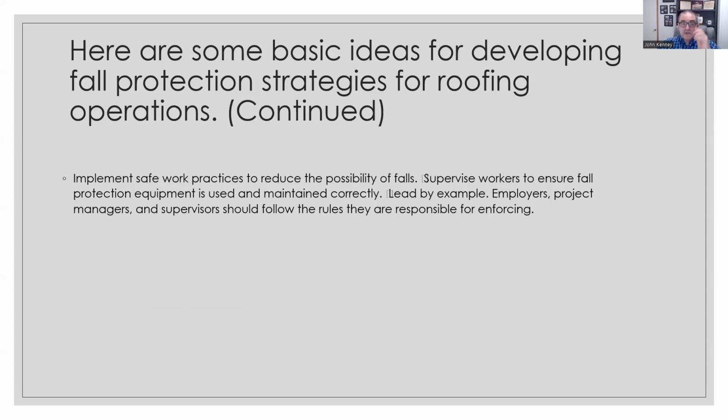Implement safe work practices to reduce the possibility of falls. Supervise workers to ensure fall protection equipment is used and maintained correctly. Lead by example. Employers, project managers, and supervisors should follow the rules they're responsible for enforcing. So if hard hats are required, make sure you wear hard hats when you come out onto the job. If it happens to be special feet protection, gloves, vests, tie off, whatever it may be on that site, you need to be exactly like your workers so you get that safety culture and you're not also in violation of the standards.